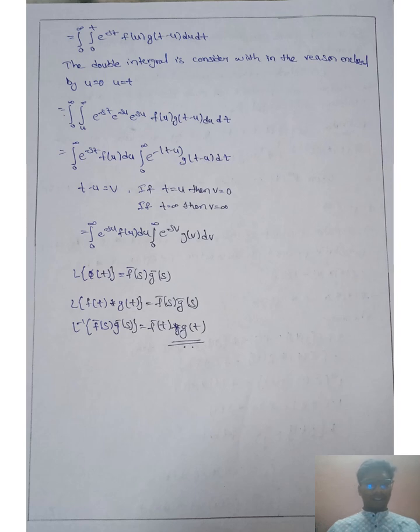Here we have seen in the last step that, combining these integrals, L of phi of t equals F of s G of s. So L of f of t star g of t equals F of s G of s, and L inverse of F of s G of s equals f of t star g of t. We have proved the theorem.